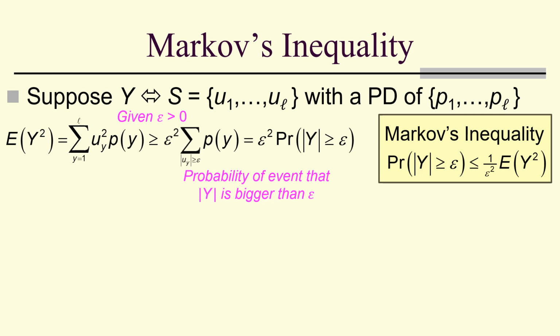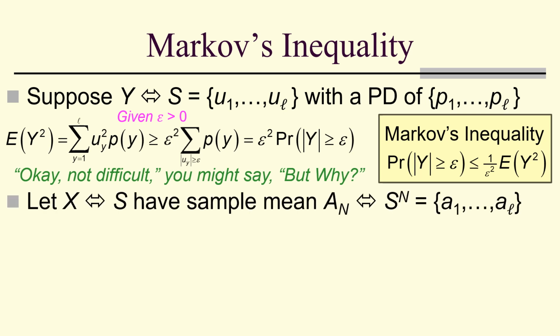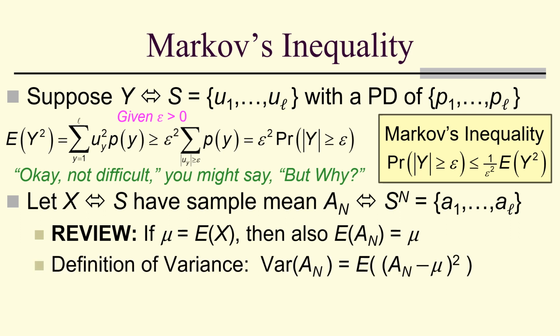We divide through by the epsilon squared, and we get the probability of absolute y greater than or equal to epsilon is less than or equal to 1 over epsilon squared, the expected value of y squared. Okay, that wasn't that difficult, but why? Why did we do this? Well, let's suppose that x associated with S has a sample mean An, and remember, if mu is equal to E of x, then the expected value of An is also mu.